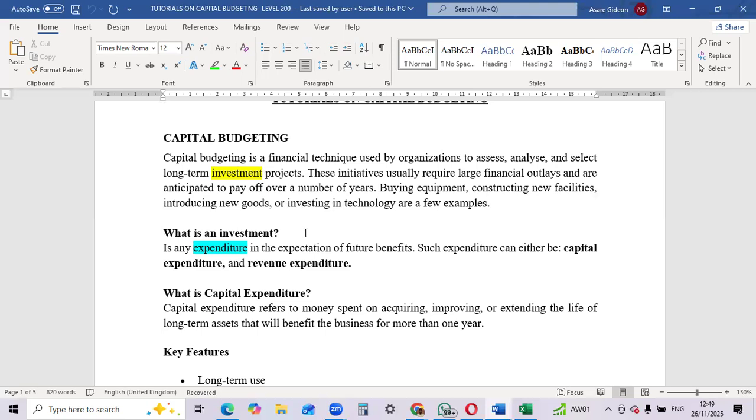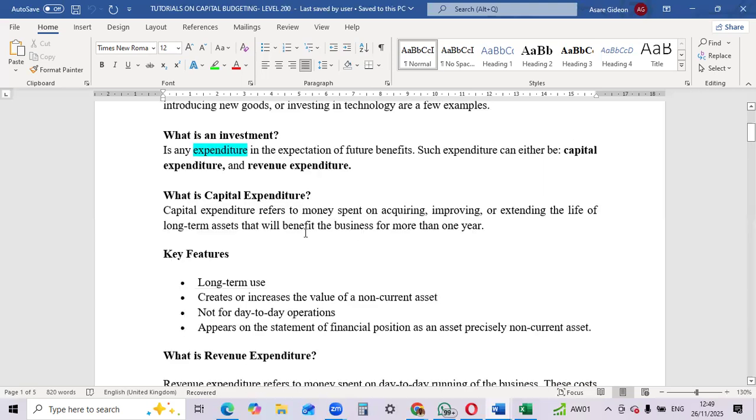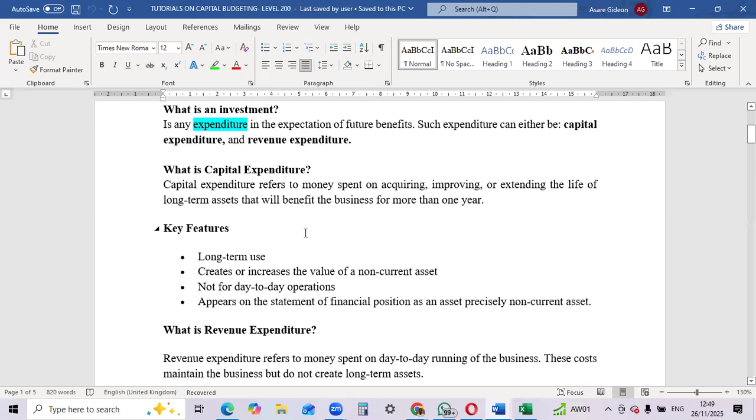Are you together? So any expenditure or any cost that we are going to incur on improving, acquiring, or procuring a long-term asset, it means that it is a capital expenditure, right? So what are some of the key features? Now, it's a long-term use. And then also it increases the value of a non-current asset, as I indicated. So now if you want to buy an asset, you are trying to increase the number of non-current assets that you have in your business.